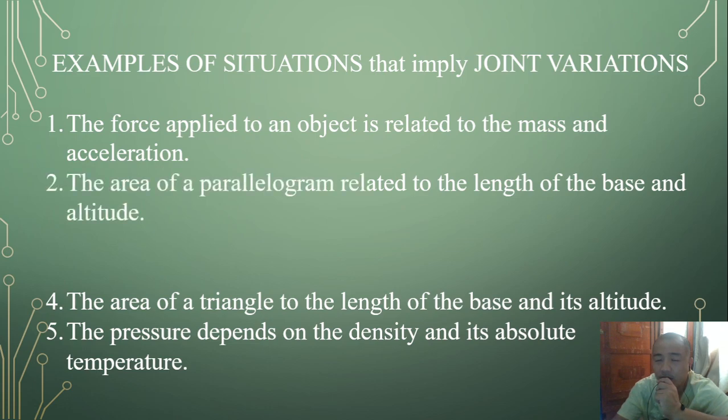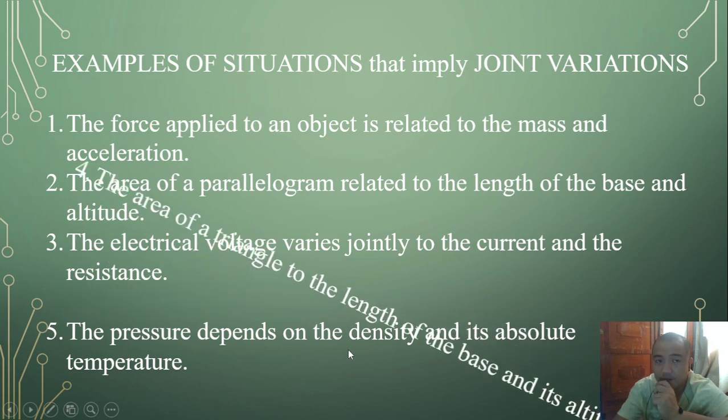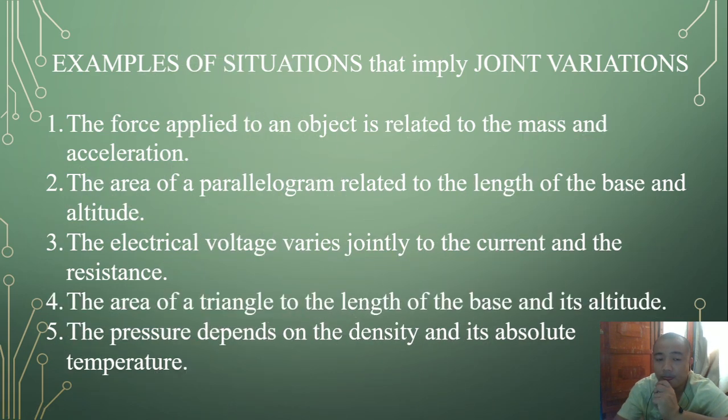The area of a parallelogram is related to the length of the base and altitude. So there are two variables, base and height, related to the area. Joint yan. The electrical voltage is related to the current and the resistance. The area of a triangle is related to the length of the base and its altitude. The pressure depends on the density and its absolute temperature.